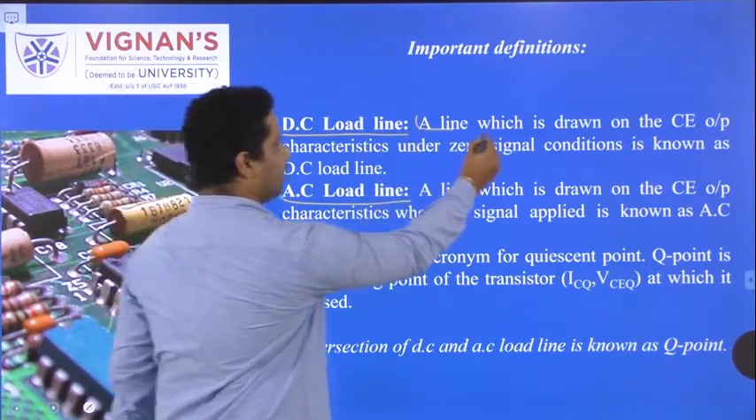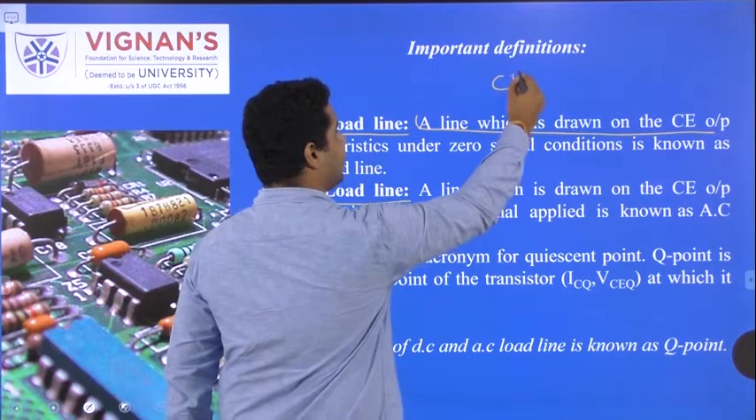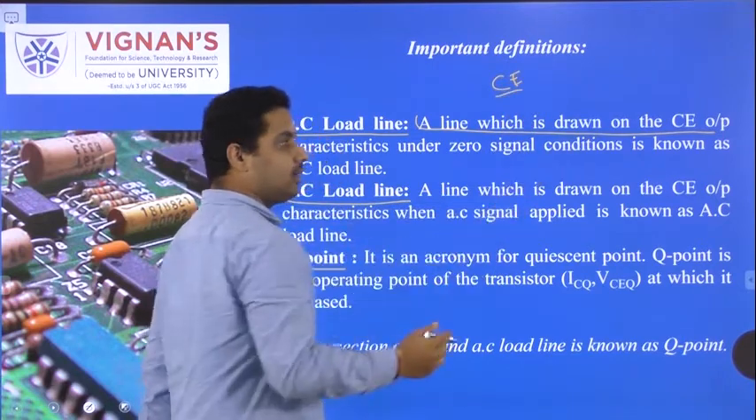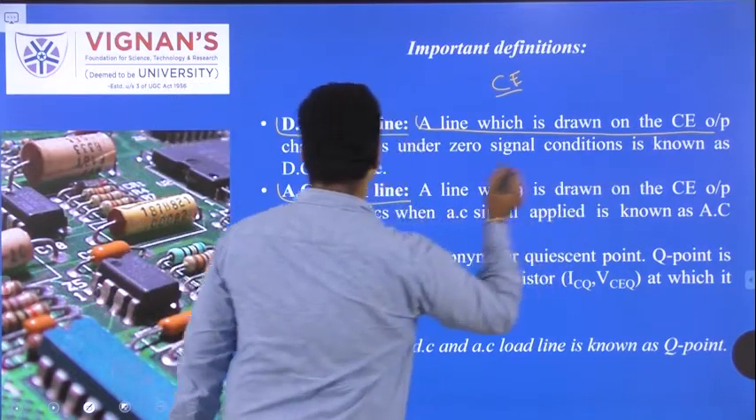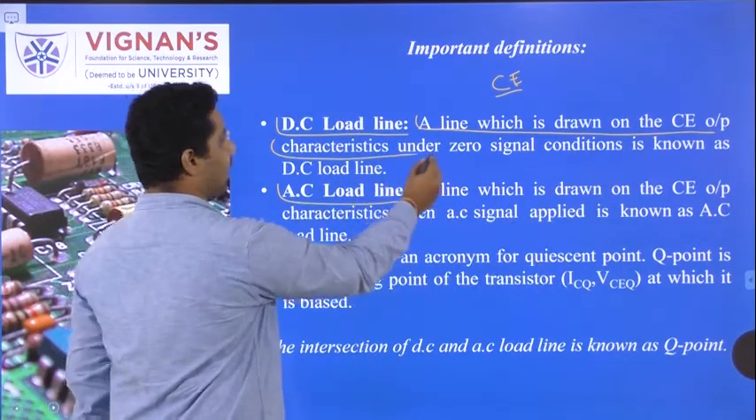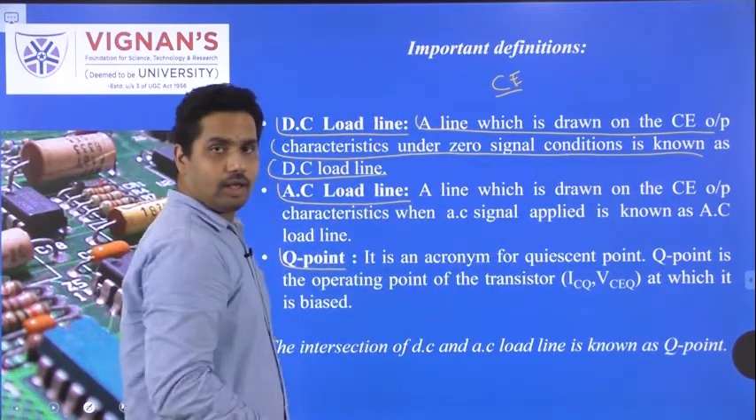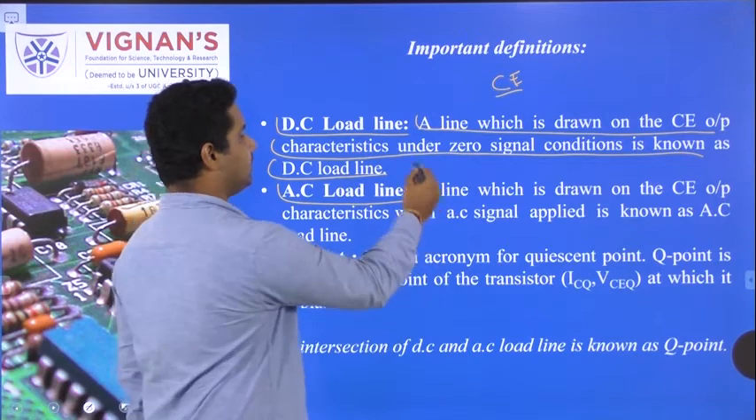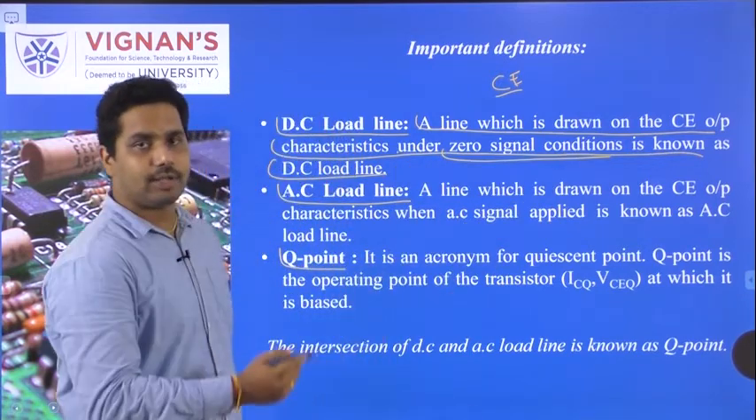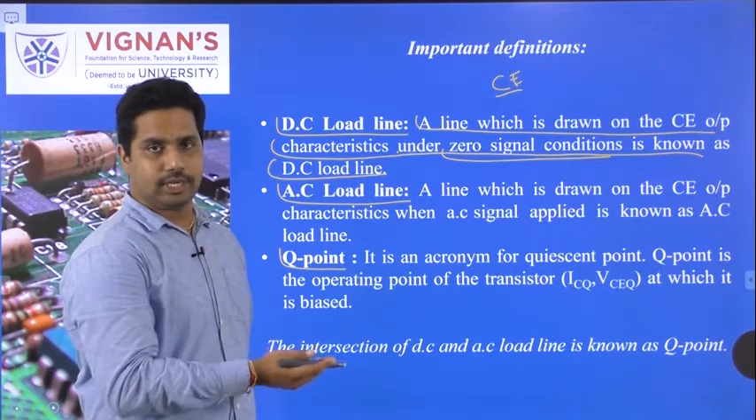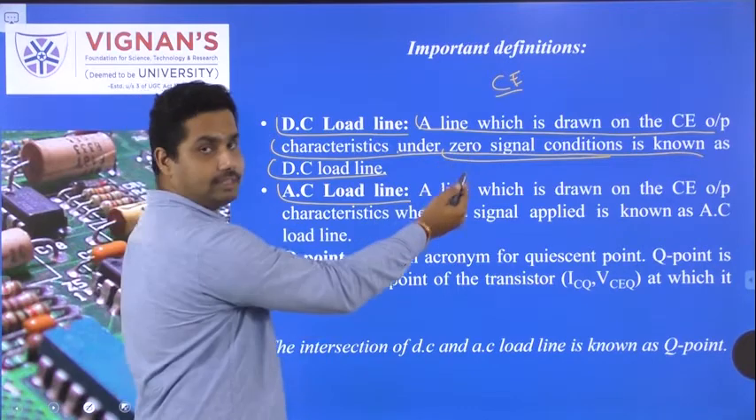It is a line which is drawn on the, and in this example I am taking a common emitter amplifier, so that's why I have mentioned common emitter there. A line which is drawn on the common emitter output characteristics under zero signal condition is known as DC load line. And I hope you know the meaning of zero signal condition. Zero signal condition is what? Without giving any external input signal, only because of the biasing, you are getting this DC load line.